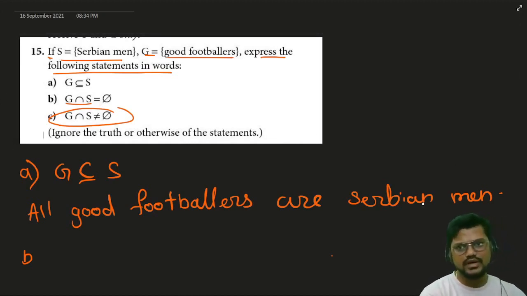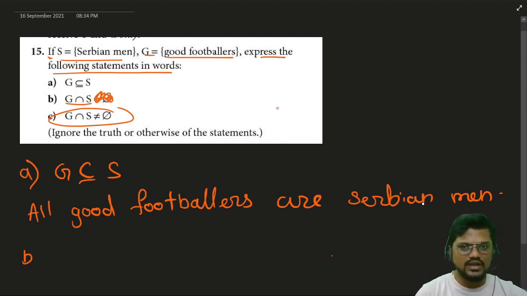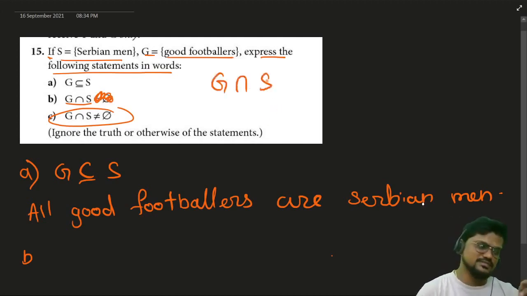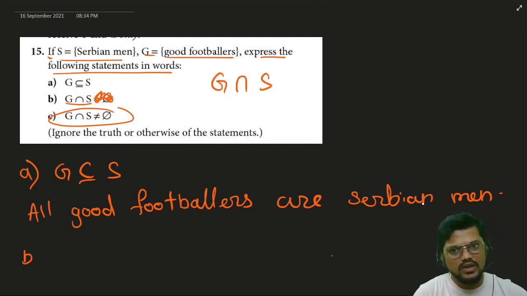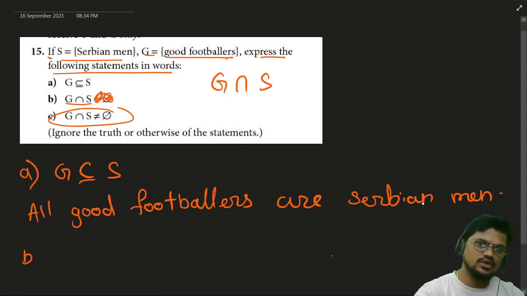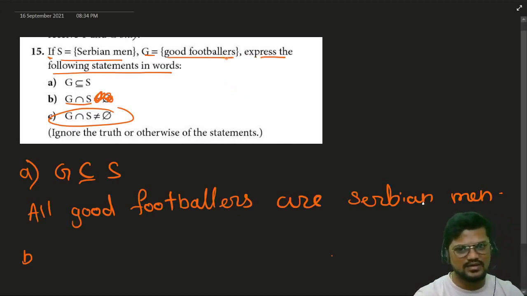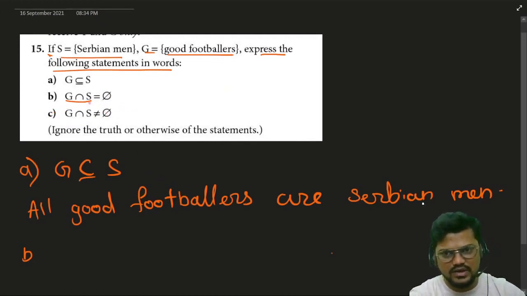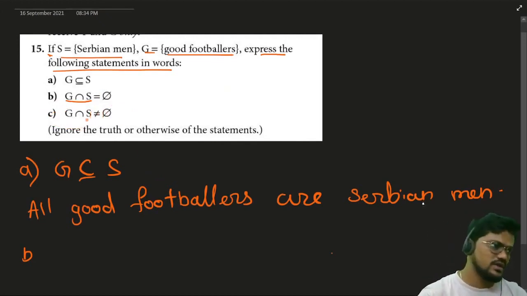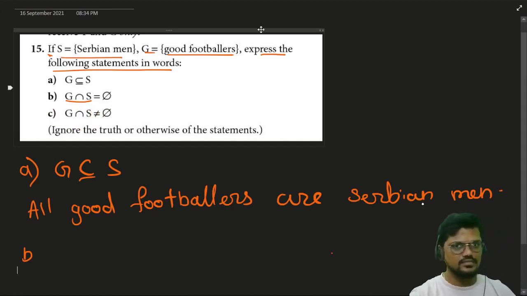Some good footballers are Serbian men, right? Why did you say it won't form a sentence before, when I asked? Wait, I'll tell you. Only this and this will not make any statement. There should be an equal sign or a subset sign there. Are you getting it? Over here it is given that it is not equal to an empty set. Fine.